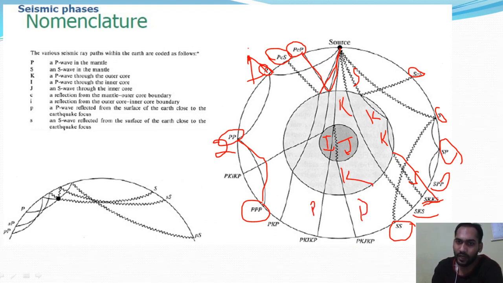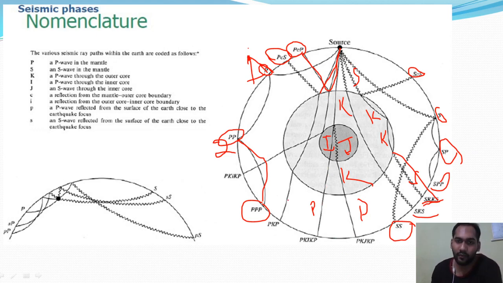So PKIKP means P in the mantle, P in the outer core, P in the inner core, P in the outer core, P in the mantle. Or PKJKP means P in the mantle, P in the outer core, S in the inner core, K means P in the outer core, and then P in the mantle. Or it can come as PKJKS, or SKJKP, SKIKP, SKIKS. Any combinations can be there.